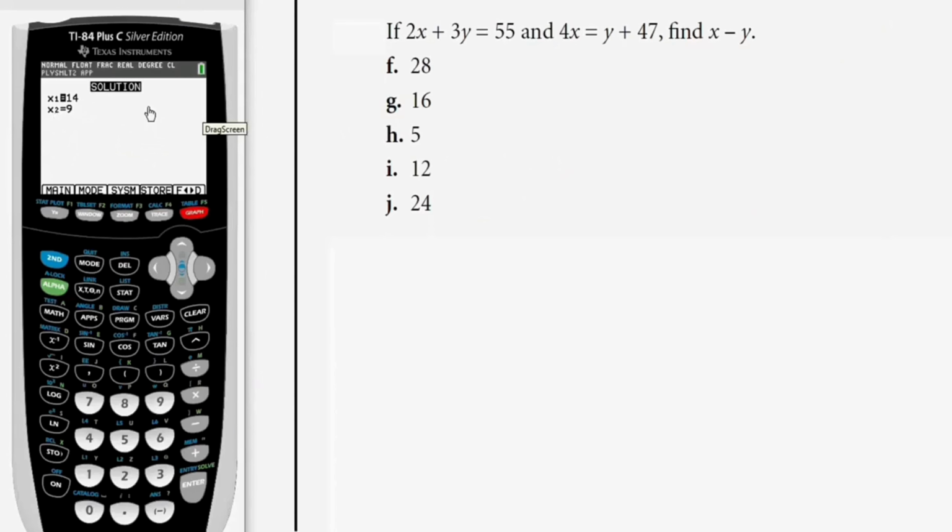So now that we have the value of x to be 14 and the value of y to be 9, so x minus y here means 14 minus 9. So guys, 14 minus 9 will give us what? 5.